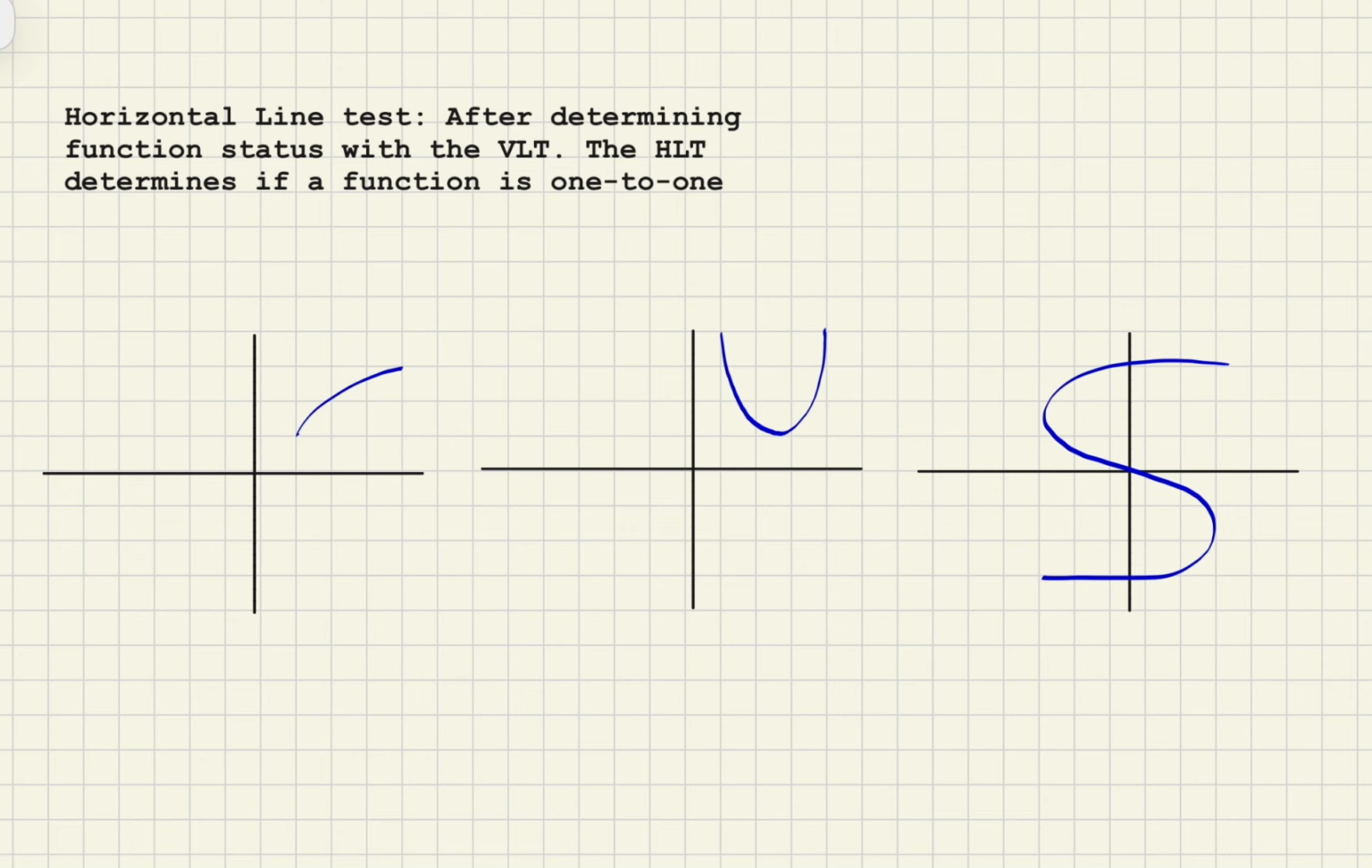Now, after determining if a relation is a function, we can then determine if the function is one-to-one, which means one input per output. I mean, yes, one output per input.